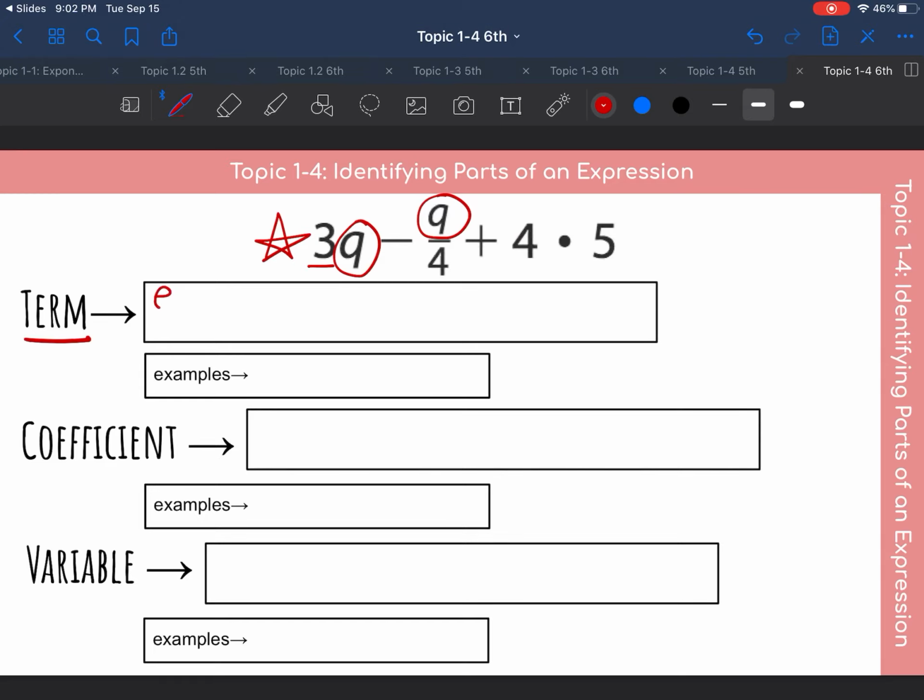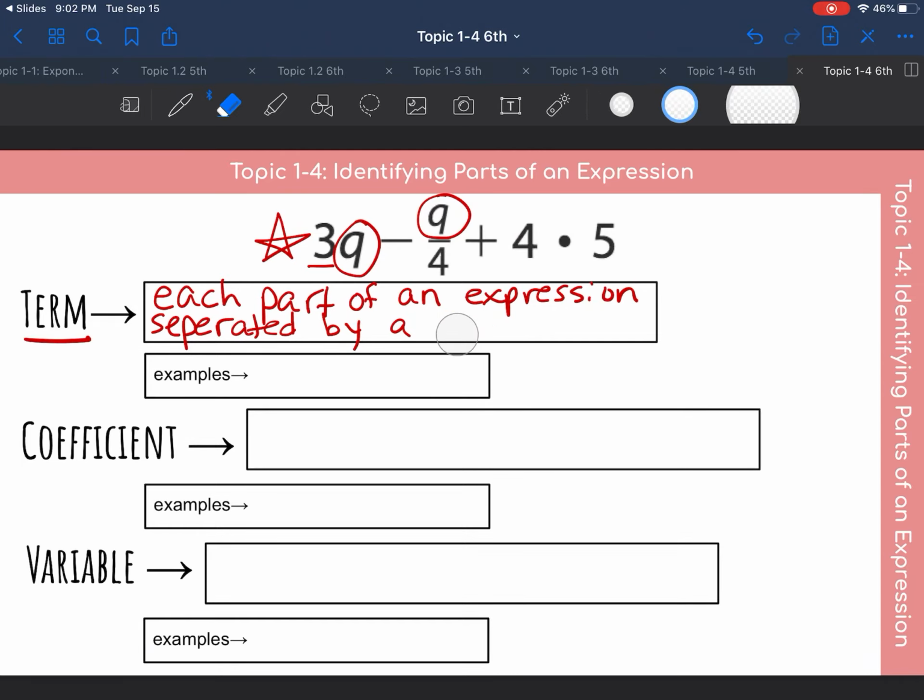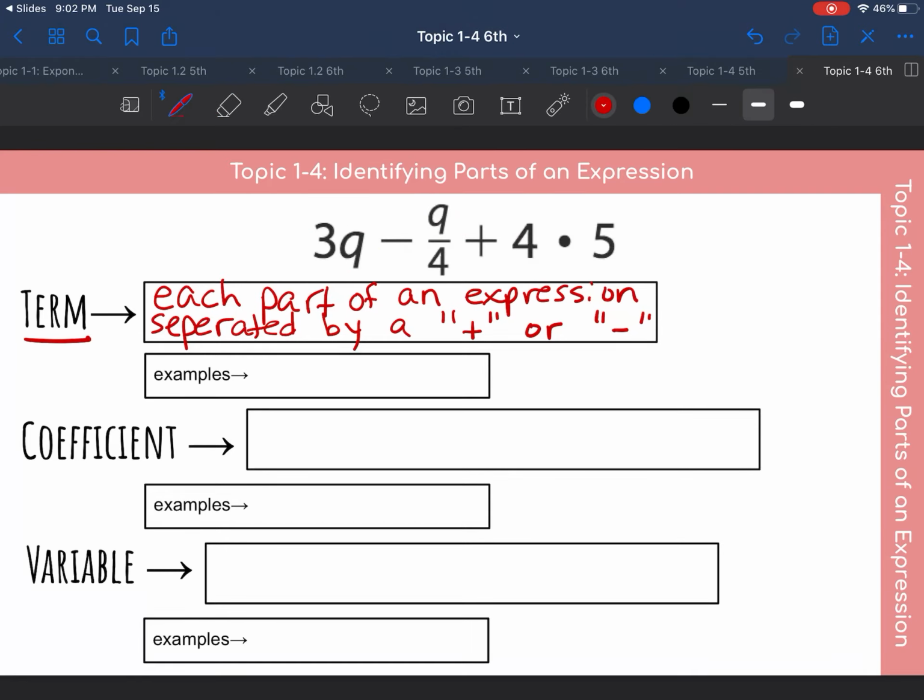And basically, a term is each part of an expression separated by a plus sign. Okay, that's what I mean by that. A plus sign or a minus sign. Okay, so a term is a part of an expression that's separated by a plus or a minus. So for example, in this expression that we have right here, I'm going to circle the plus and minus signs. Okay, so basically terms are separated by those.